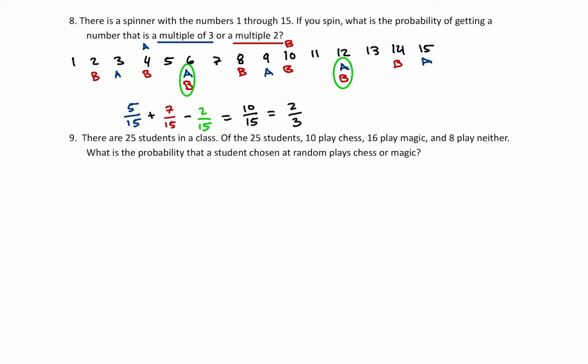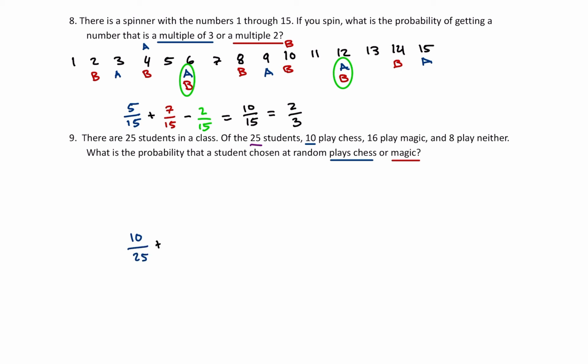Okay, now the last one. There are 25 students in class. Of the 25 students, 10 play chess, 16 play magic, and 8 play neither. What is the probability that a student chosen at random plays chess or magic? Okay, so let's look at the probability of playing chess. How many students play chess? 10 of my students play chess. And how many total students do I have? I have 25 students, right? Okay, so 10 out of 25 play chess.